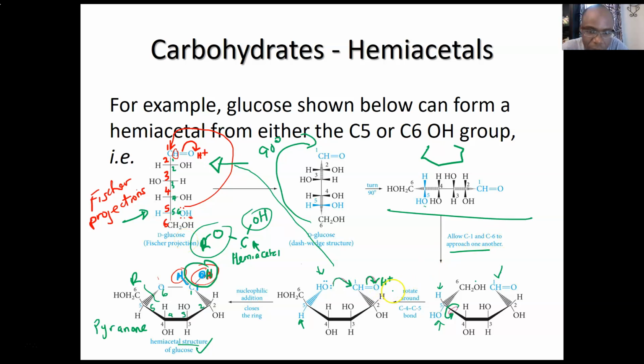The reason why we are doing all this rotation is that you have to define which groups end up down and which end up up. By default, we usually say that groups that are on the right should end up down on the ring. So what I've circled here should be down. OH is down on carbon 2 in red. The H on carbon 3 is on the right, so it's down. The OH on carbon 4 is on the right, so it's down.